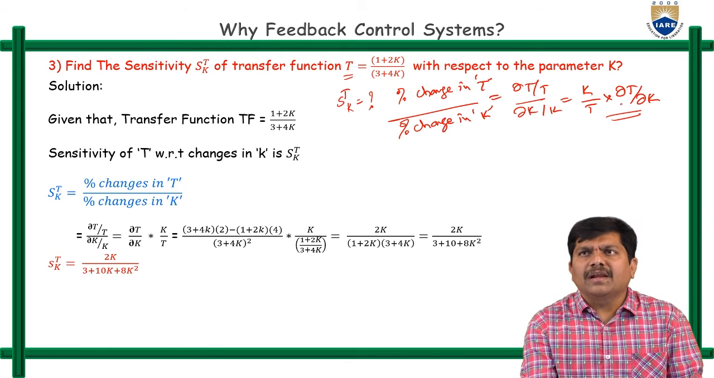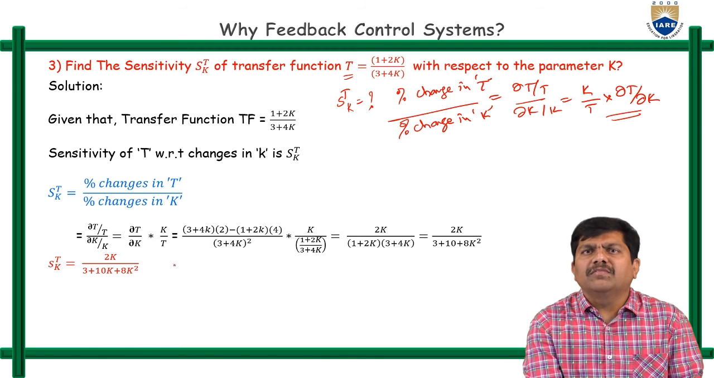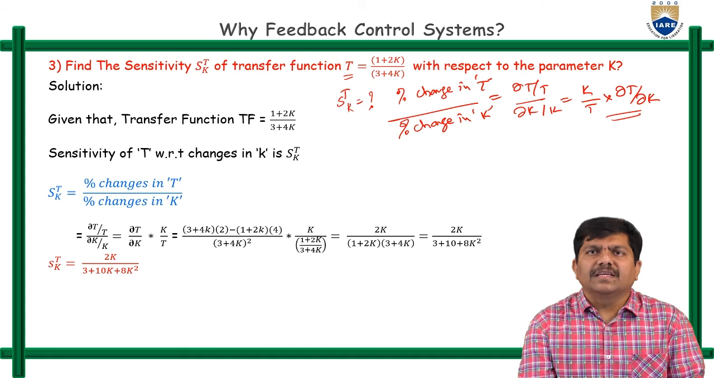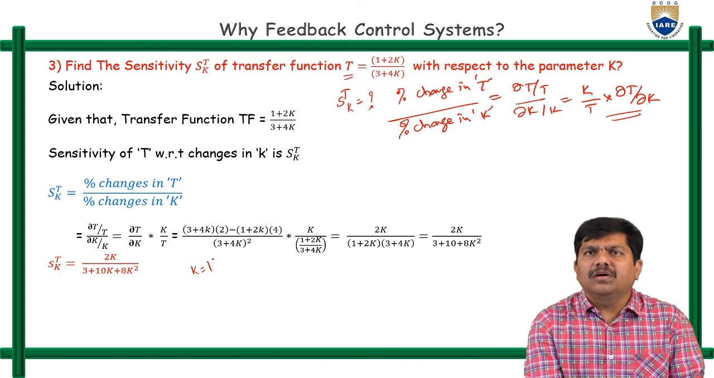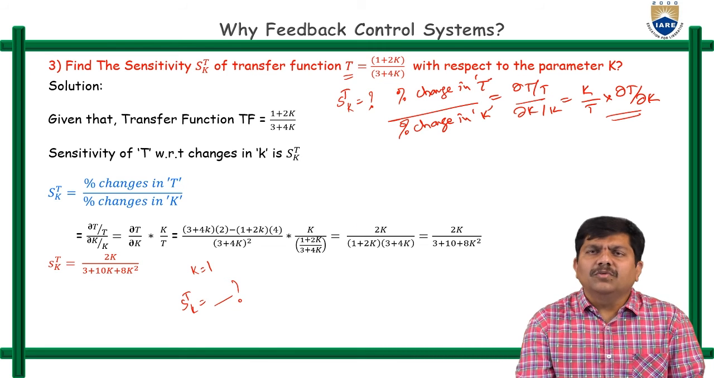Now if you want to directly substitute these values, it's well and good. K is the parameter and T we already know. So finally we are going to get one expression for sensitivity, that is 2K by (3 plus 10K plus 8K square). So here, if he is asking us to keep K equal to 1, you can find out S^T_K straight away, how much this value is. So this is how sensitivity is influenced, and the effect of feedback on the sensitivity calculations.